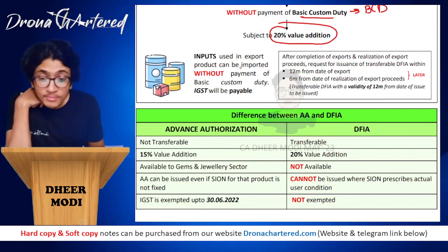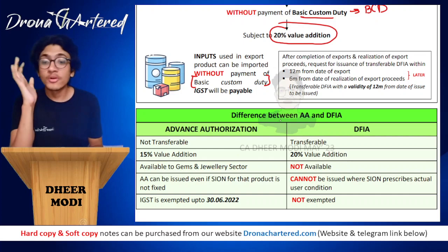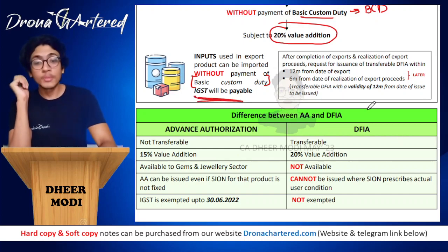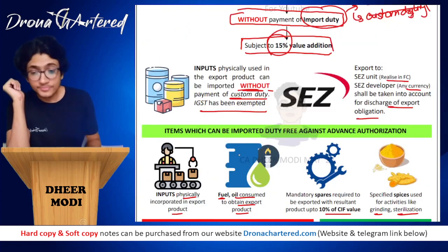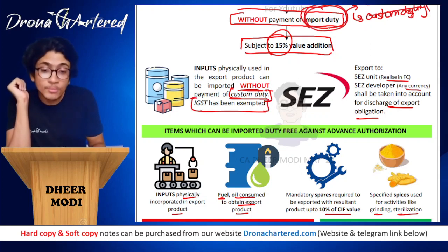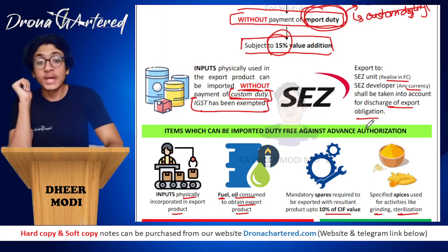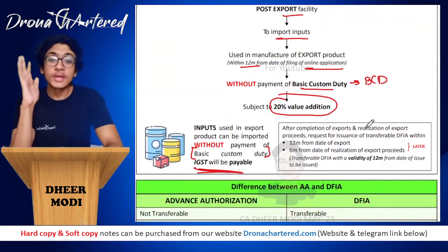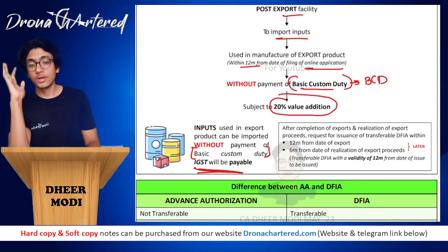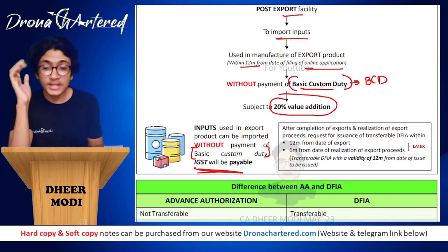Inputs used in export product can be imported without payment of basic custom duty. Remember, it is only without payment of basic custom duty. Your IGST will still have to be paid. Earlier, if you remember, while we were doing this, without payment of custom duty, IGST was also exempt, because there they said without payment of import duty. So please very carefully hear the word I'm saying. Over there it is import duty, over here it is only your basic custom duty. Okay, I hope this is clear. You will still have to pay IGST.